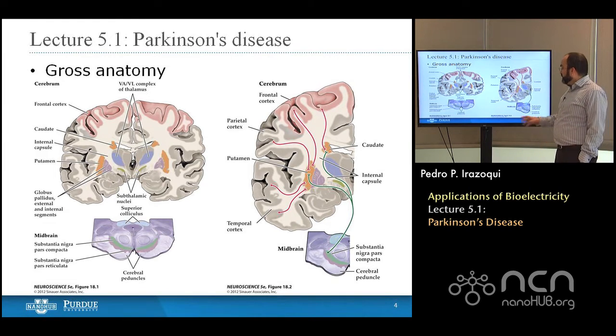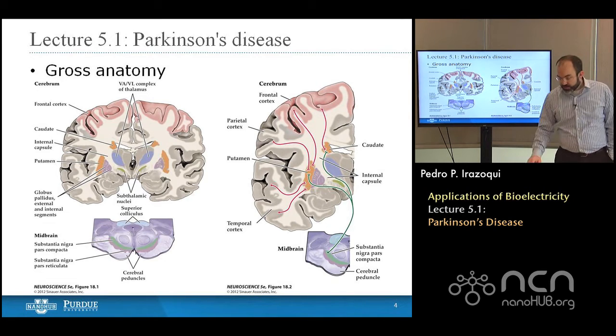So if we look at the circuitry, what you have is you have descending excitatory inputs from the cortex. You have ascending excitatory dopaminergic inputs from the substantia nigra. And then you have a number of different interconnections within the basal ganglia that lead to a net excitatory output to the cortex. And the death of neurons in the substantia nigra changes that circuit.